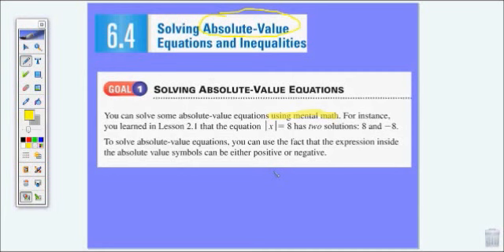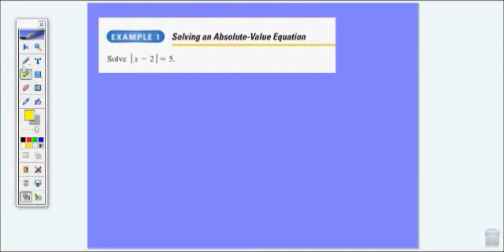So with that little review here, it says to solve absolute value equations, you can use the fact that the expression inside the absolute value symbols can either be positive or negative, as we talked about up here in this example. So let's go ahead and put this to use because sometimes just the rules makes it hard for us to understand. So here we have an equation, but we are using the absolute value bars with that equation.